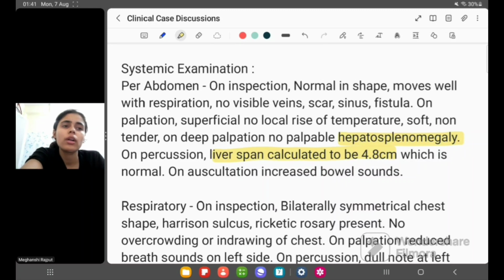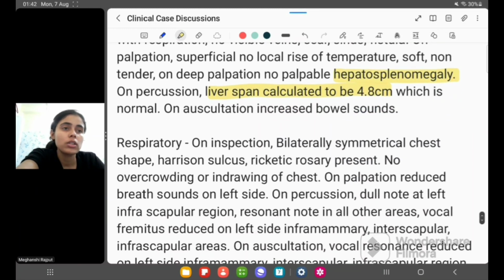For hepatomegaly, while you are palpating, sometimes the liver can be palpated 2 centimeters below the costal margin. But then you need to check by percussion to calculate the liver span, to see if it is actually enlarged or not. So then you have to differentiate. Then auscultation: bowel sounds are increased due to diarrhea.